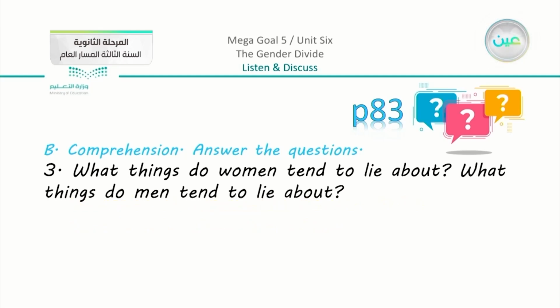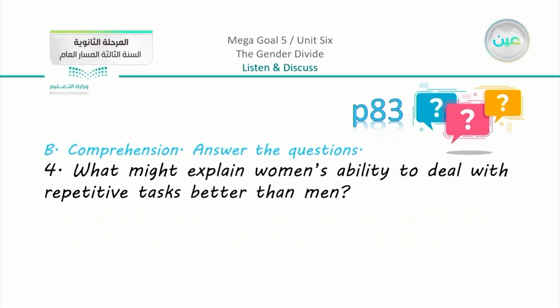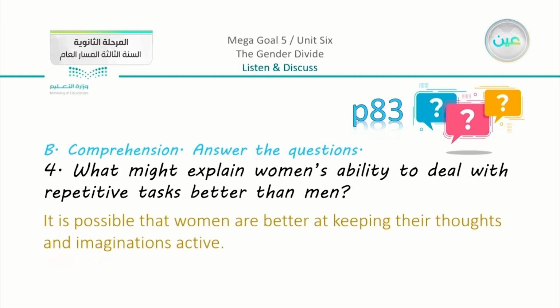What things do women tend to lie about, and what things do men tend to lie about? So we have women tend to lie to avoid hurting another's feelings. Men tend to lie to make themselves look more impressive. What might explain women's ability to deal with repetitive tasks better than men? We have our answer that we did mention. It is possible that women are better at keeping their thoughts and imaginations active.